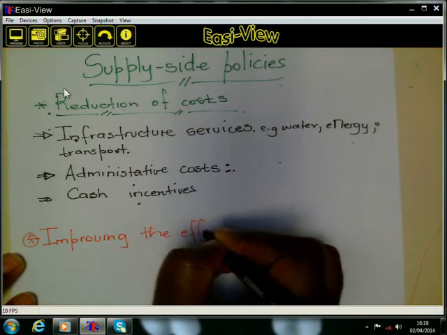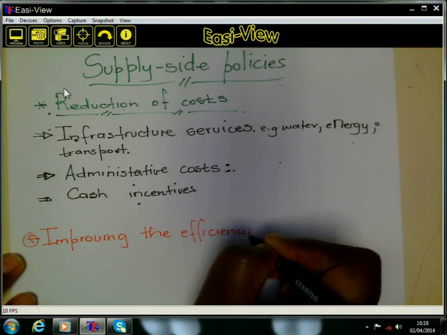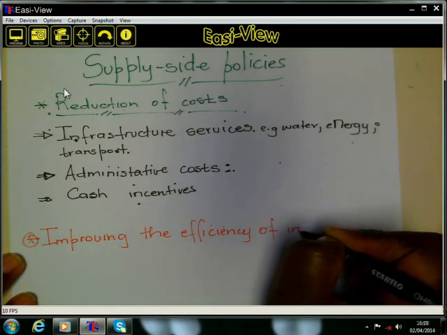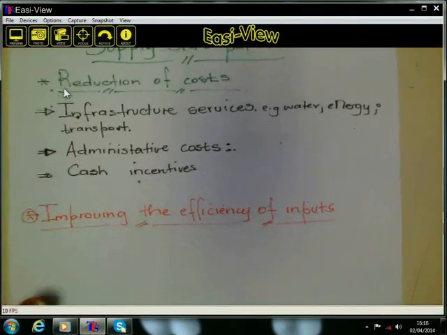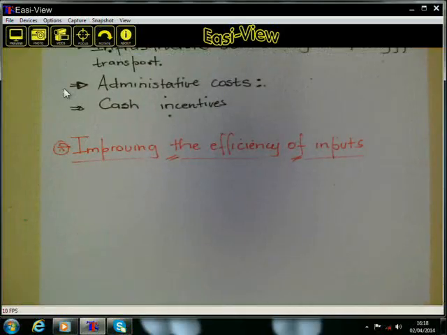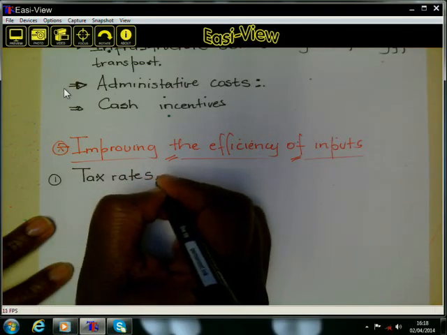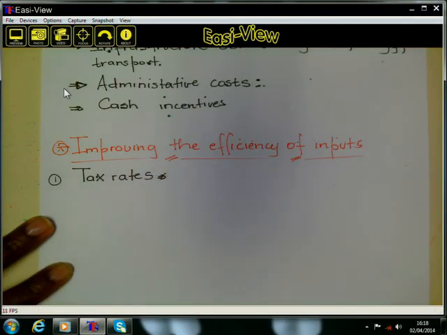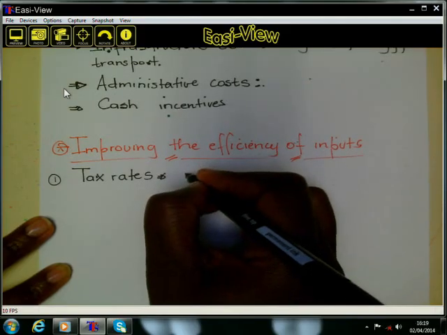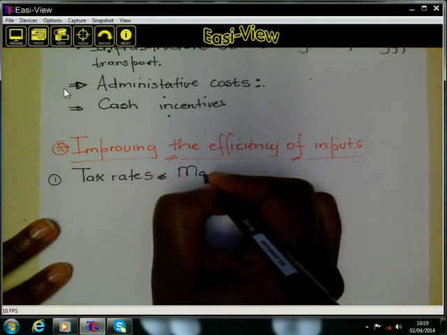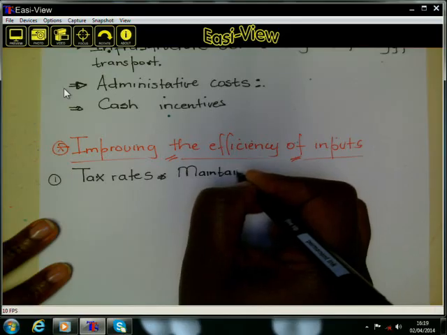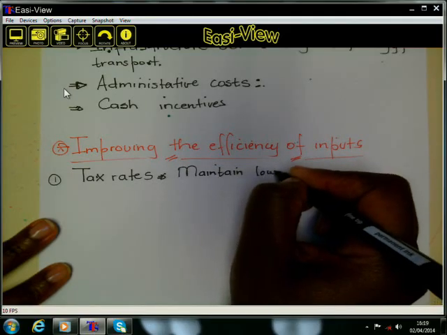Improving the efficiency of inputs. So how do they ensure that they improve the efficiency of inputs? Tax rates. So how is the government going to ensure that they improve the efficiency of inputs? So they must make sure that they maintain low tax rates.